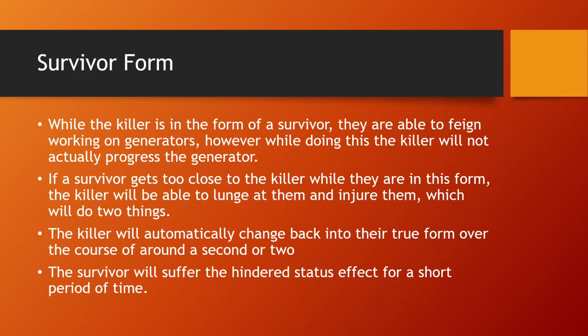which will do two things. The killer will be forced to change back into their true form, the killer form, which will take about a second or two, and the survivor will suffer the hindered status effect for a short period of time. This is to prevent them from making too much distance while the killer is transforming, because they'll be stuck in this transformation sequence. Maybe the killer would be able to move a little bit while this is happening. I don't know. That's semantics. That's up for the behavior to decide.